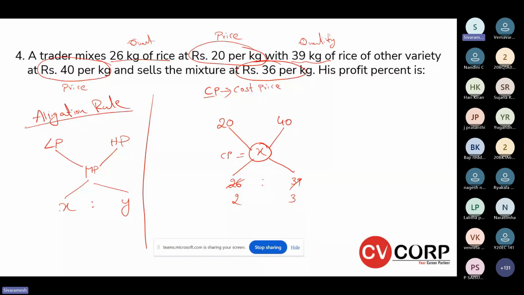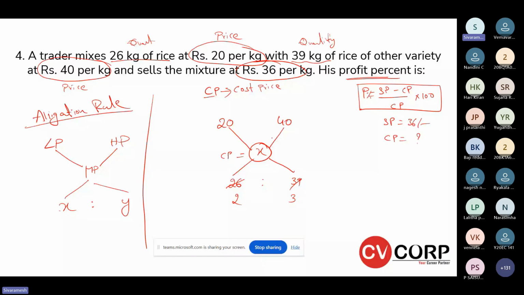So obviously, if you know the cost price and selling price, you will get the profit. How will you get the profit percentage? Profit percentage is equal to (selling price minus cost price) by cost price into 100. So first you should find the cost price, because the selling price of the mixture is already given as 36 rupees per kg. If you find the cost price, then you will get the answer.